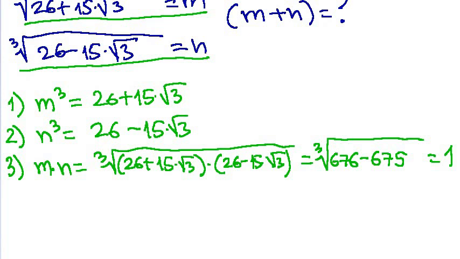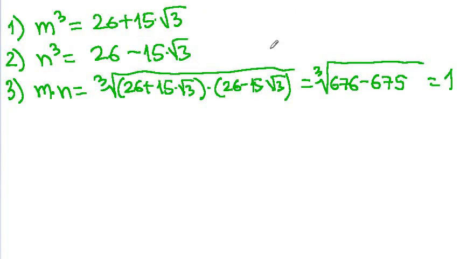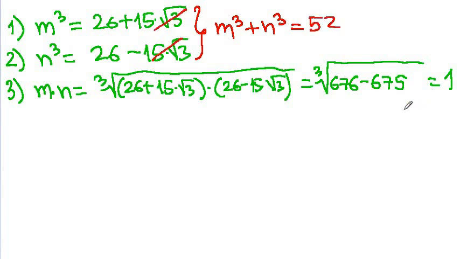Okay, now let's start from these two equations. So if you add both sides, then you will get m cubed plus n cubed is equal to 52, because this will be cancelled out, right? Now let's start from m cubed plus n cubed.